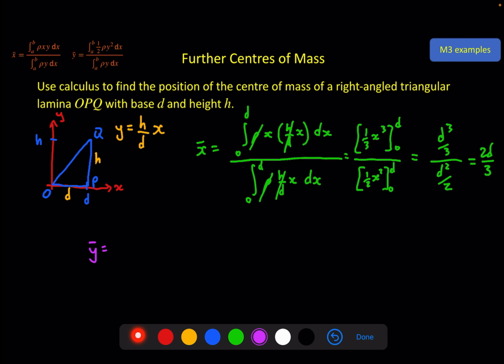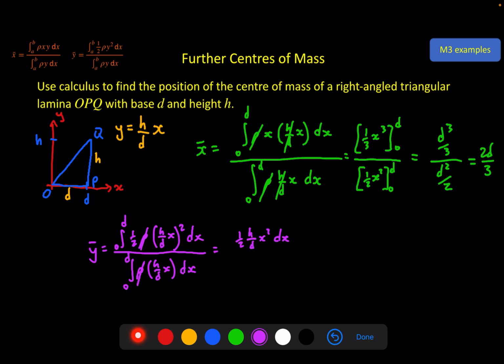different formula, same idea. Integrating 1/2 rho y squared, h over d x squared, divided by the integral of rho h over d x dx from 0 to d. Again, the rhos cancel out. H over d on the bottom cancels out with one of the h over d's on the top. That gives us half h over d x squared over x.